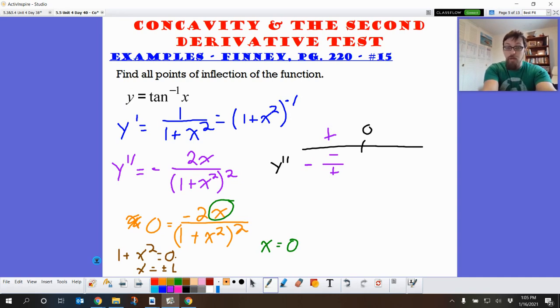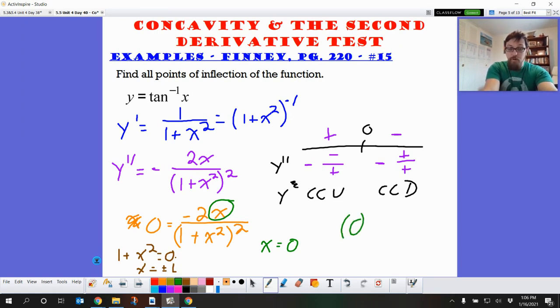If we do a number bigger than 0, so positive 10, we get a positive in the numerator. The denominator is also positive. So overall, we're negative here. Meaning y, the original function, not y prime, just y, is concave up right here and concave down right there. So we do have a point of inflection.